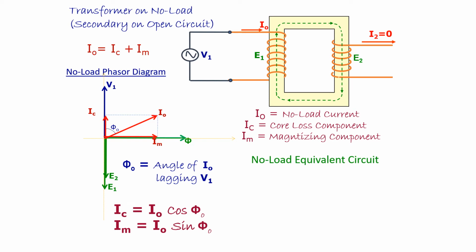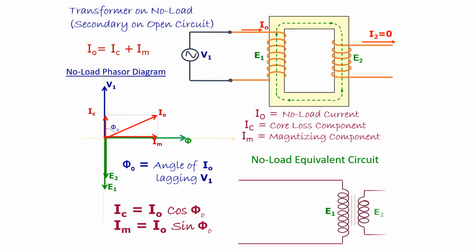Let us draw the equivalent circuit under no load condition. V1 is the supply voltage. The input current is I1. This I1 input current is equal to I0 under no load condition. This I0 will be shown flowing through a magnetizing branch. This I0 has got two components, Ic and Im.